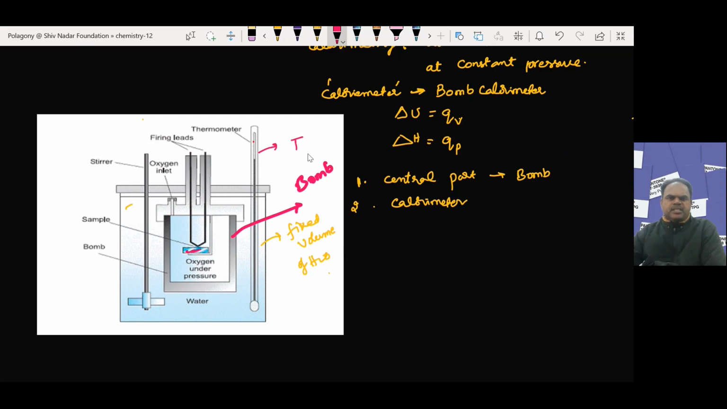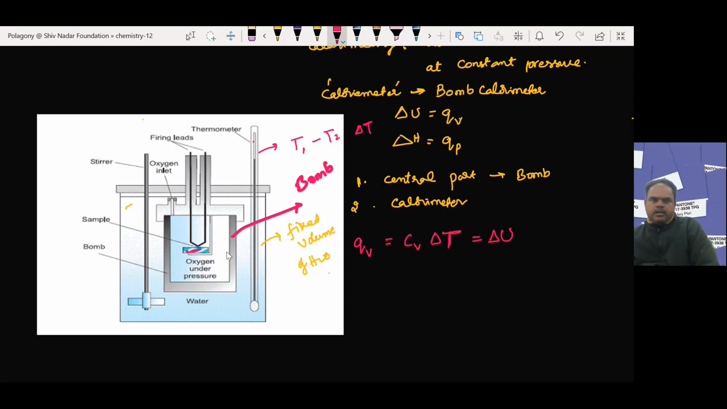For example, the initial temperature is T1, and after the chemical reaction, the temperature changes from T1 to T2. By monitoring the temperature change from T1 to T2, we can get the temperature difference delta T, which is related to QV. As you know, the heat energy change at constant volume is equal to heat capacity at constant volume multiplied by delta T, which is equal to change in internal energy.